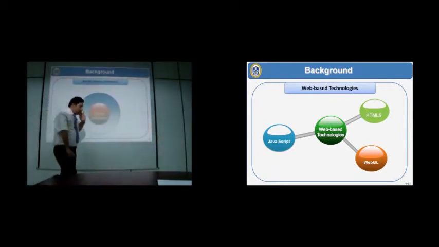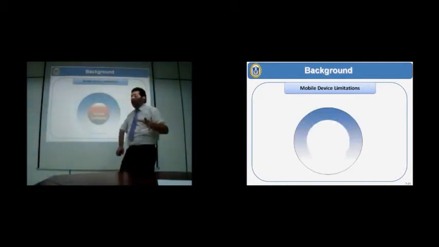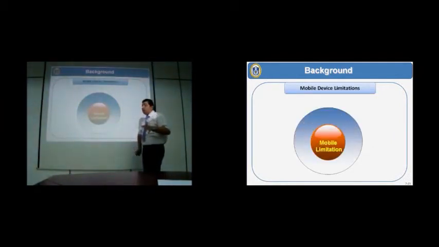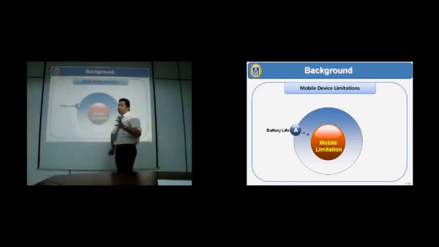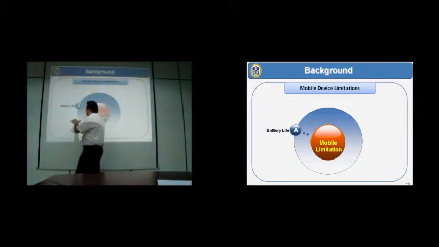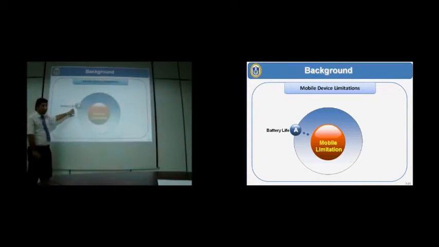So actually, mobile devices have a number of limitations in terms of hardware. We have battery life. All mobile devices depend on the battery as the main source of power. So this battery has a limited capacity of power and limited time to run the application. And the battery life is also greatly affected by the applications that run on the mobile itself.